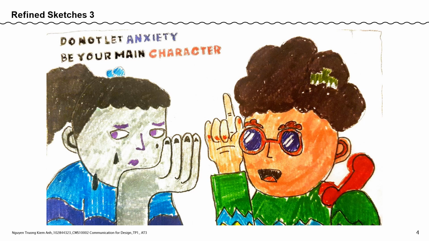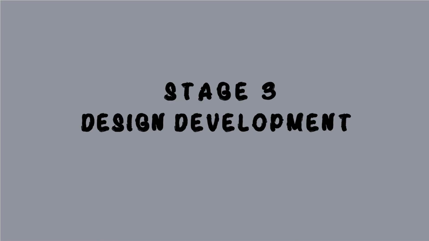After having a conversation with Tobias, I came up with my third refined sketches and my third design. As you can see here, I drew two characters. The one on the left looks gloomy and sad. That represents a person with anxiety, and the person on the right looks more colorful, more bright, and more happy. That represents a person that enjoys his social life. And the sentence is "Do not let anxiety be your main characters."